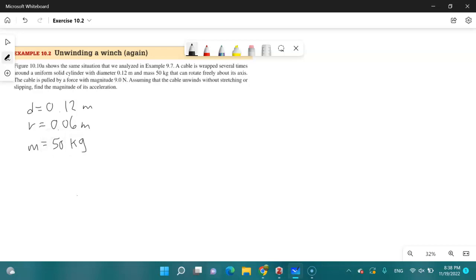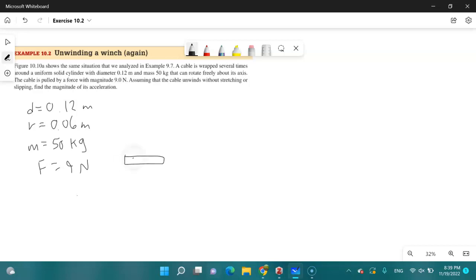Okay, so this uniform solid cylinder can rotate freely about its axis. The cable is being pulled by a force with a magnitude of 9.0 newtons. So we know that the force is 9 newtons. So we're being asked to find the magnitude of the acceleration of the cable if it unwinds. So let's try to draw this problem out first.